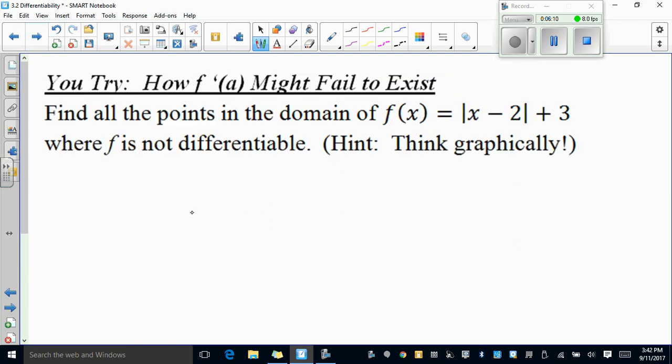Okay, so how will this one fail? What did I tell you guys about absolute values? You're going to get a corner. Because if I graph this guy, my vertex is going to be at 2, 3. My vertex is here, and it does this. I have a corner.